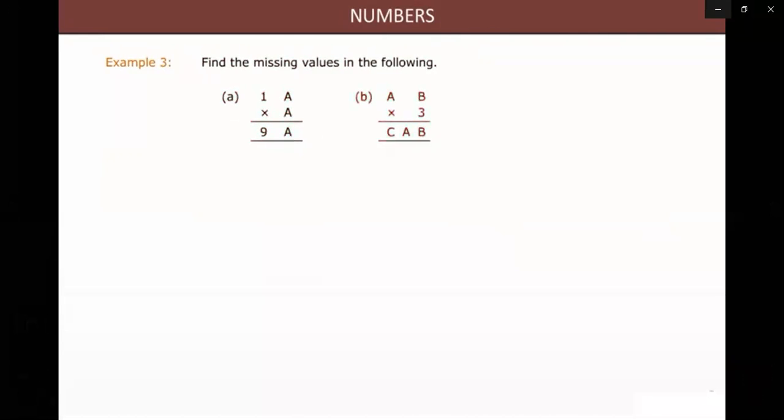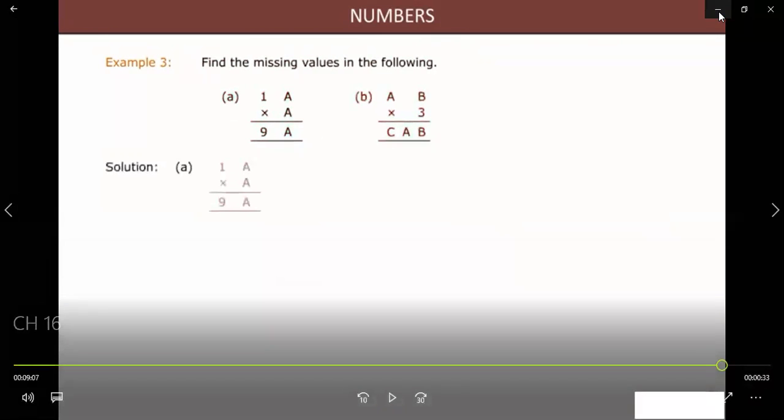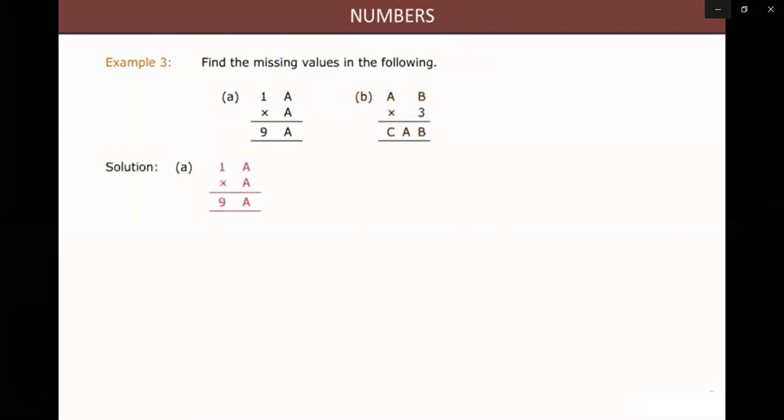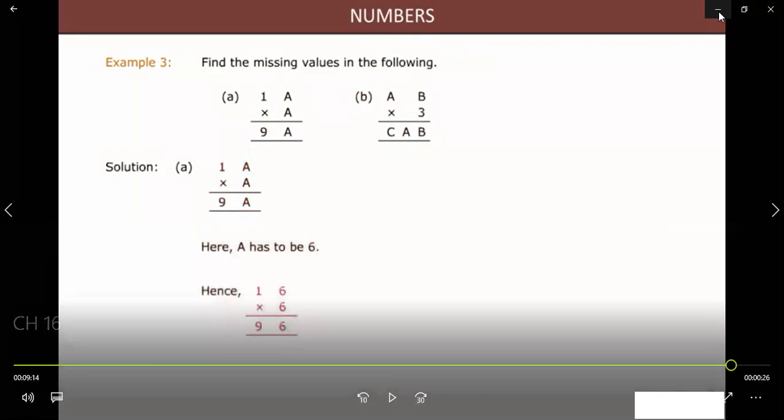For a, we can check various numbers from 1 to 9 to see which number satisfies this calculation. You will find that no number other than 6, I repeat, no number other than 6, satisfies this calculation. 16 into 6 only will give us 96. No other number is valid for this question. So the first answer is a equals 6. Now let's solve the second question.